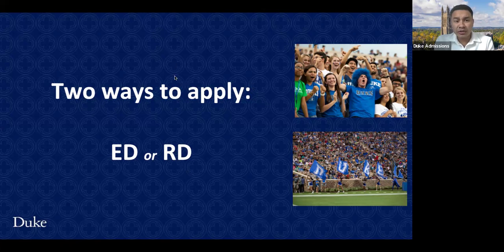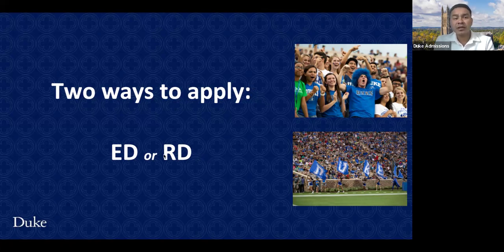The deadline, as I mentioned, is earlier, so it's November 4th. So it means that you have less time to work on the application. But if by the time that the November 4th deadline comes around, you feel like your application is ready, you're ready to make that commitment, your grades and your academic house is in place, your recommendations are in place, and you're ready to submit that application, then early decision might be a good option for you.